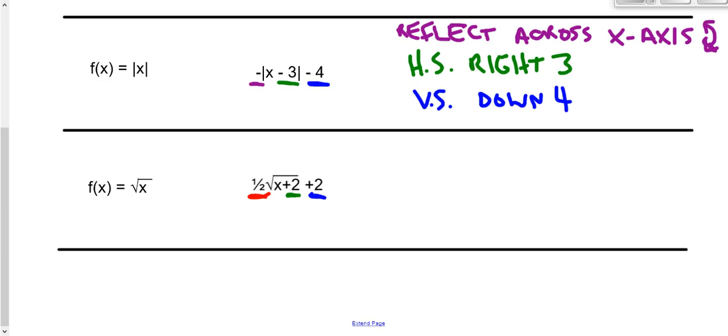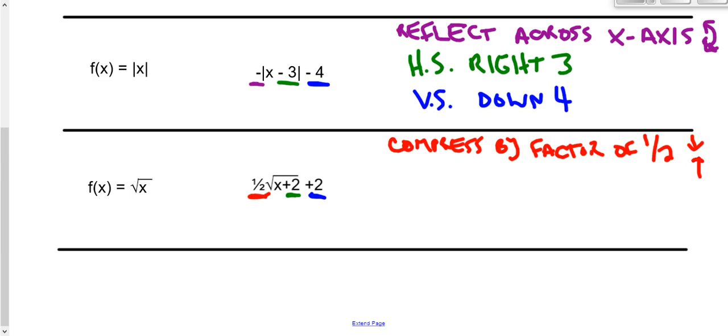So the 1/2 is going to be a compression. So we are going to compress. It is a fraction smaller than 1. So that means all of our outputs are going to be cut in half. So we have a compress by a factor of 1/2. So that means everything is going to be smooshed down to the middle and compressed top to bottom, okay? So that's a factor of 1/2.